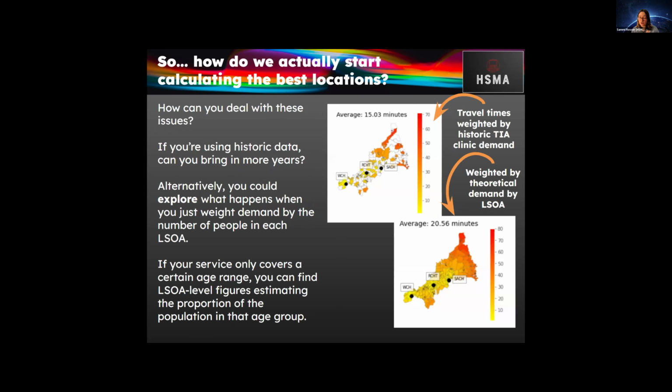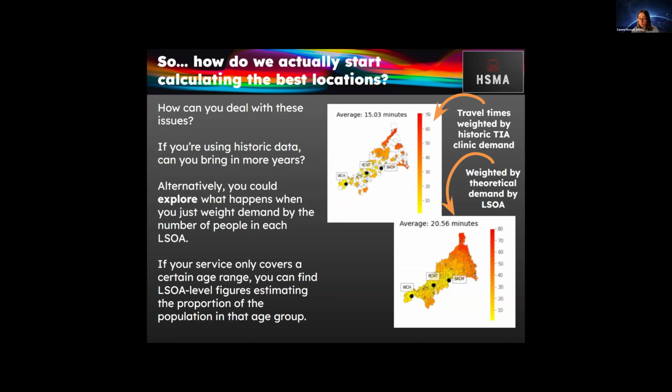And again, for services that aren't seeing a huge number of people, if you've only got, say, a year's worth of data that you're working from, then by chance you are likely to just have no demand from certain areas. So could you bring in more years? Could you explore what happens when you just weight demand by the number of people in each LSOA?